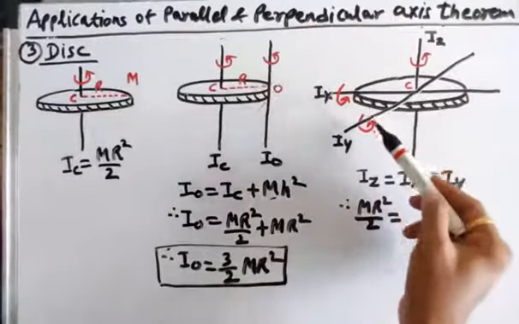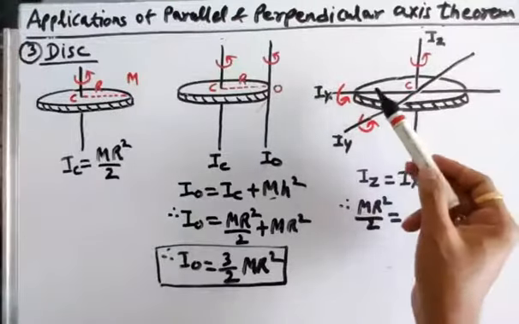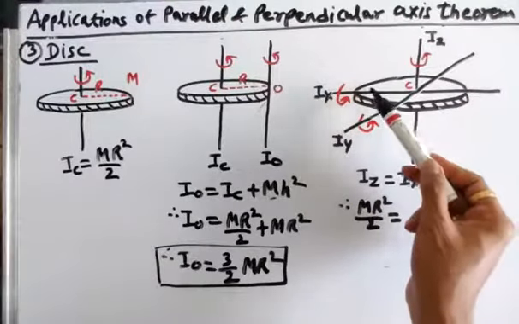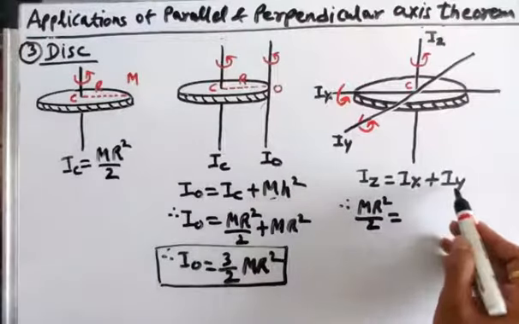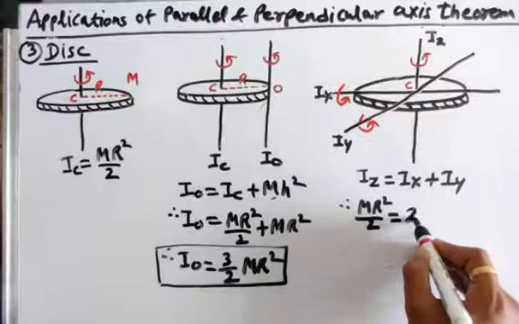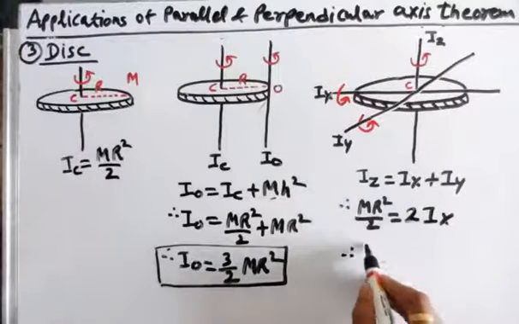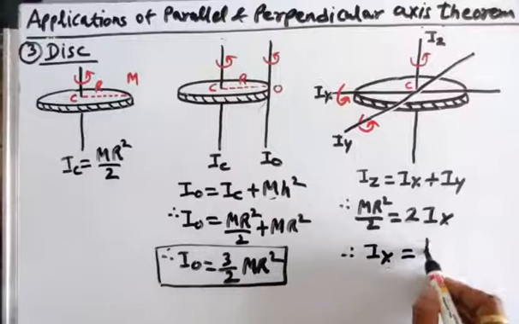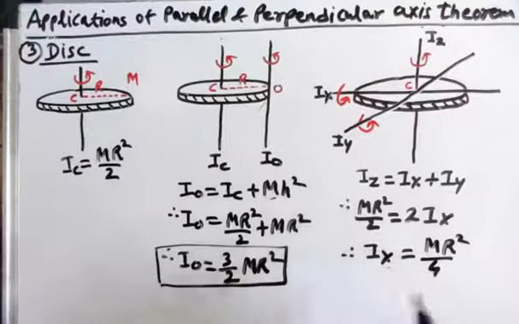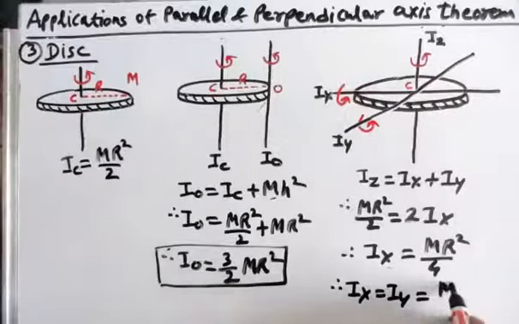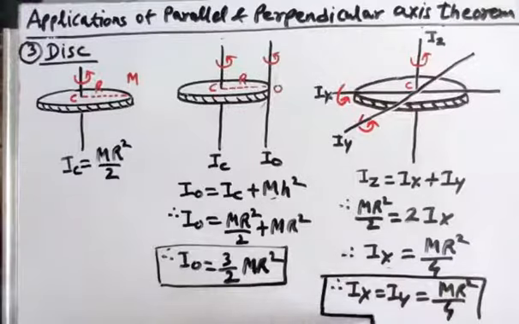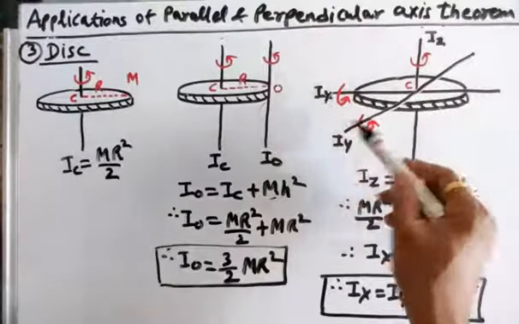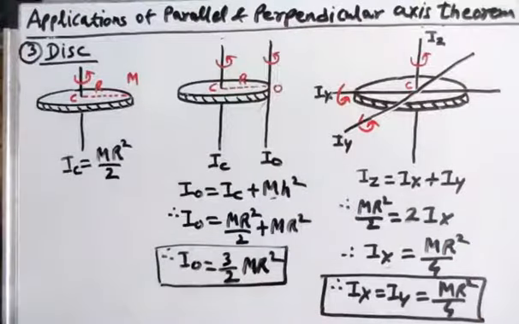Now both of these two axes are along the diameter, so moment of inertia of the disk about x-axis or about y-axis, both are going to be the same. Therefore, we can write Ix plus Ix, we can write it as 2Ix. Therefore, we are going to get Ix is equal to mr square upon 4. Therefore, we can write Ix is equal to Iy is equal to mr square upon 4. So this is the equation for moment of inertia of a disk along its diameter.